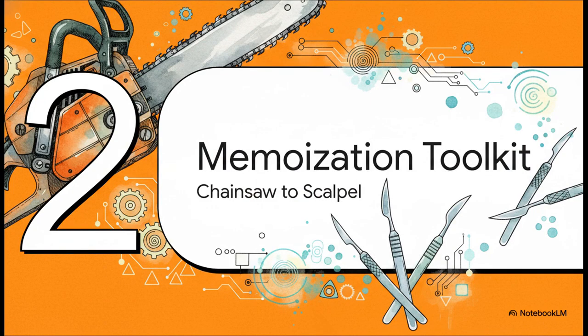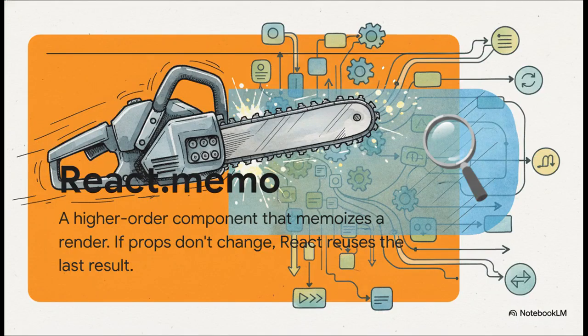So the big question is, how do we tame this wild cascade? Well, we have a pretty powerful toolkit. I like to think of these tools as a spectrum. You've got your chainsaw for the big jobs, and you've got your scalpel for that fine surgical precision. First up, let's grab the chainsaw.